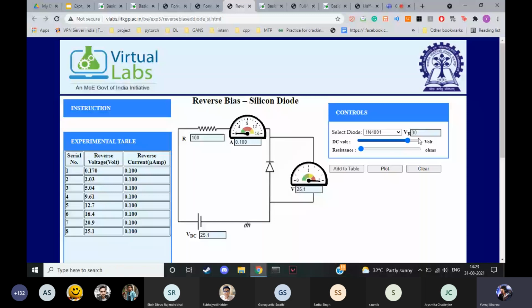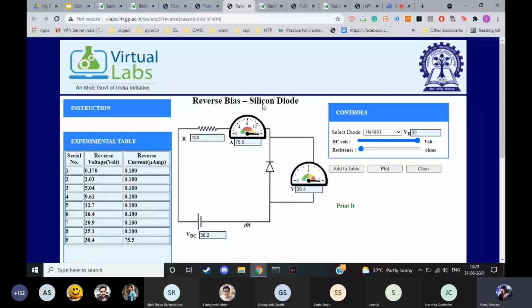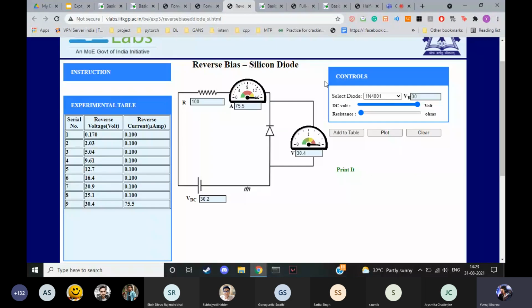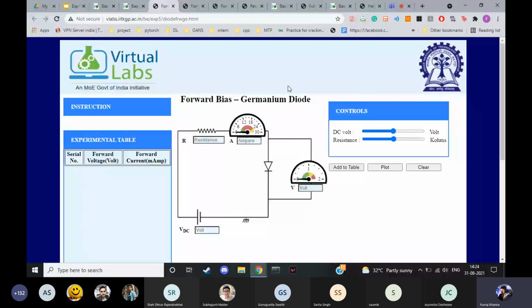Now you simply add it to the plot, and this is the plot of the reverse bias. This is exactly the same, just the reverse bias. Every diode will have different values, so keep that in mind too. The germanium one is exactly the same. Here you don't have to select the diode; it's already there. So you just have to see at which point it will start to conduct.